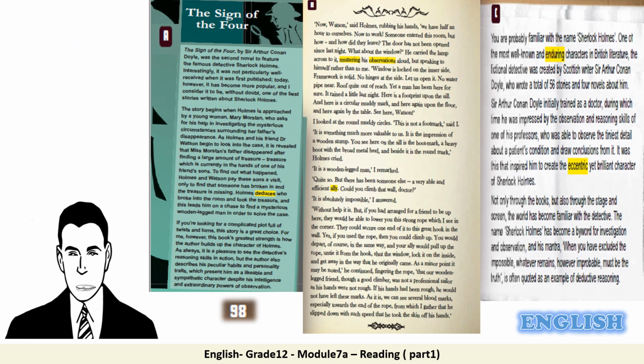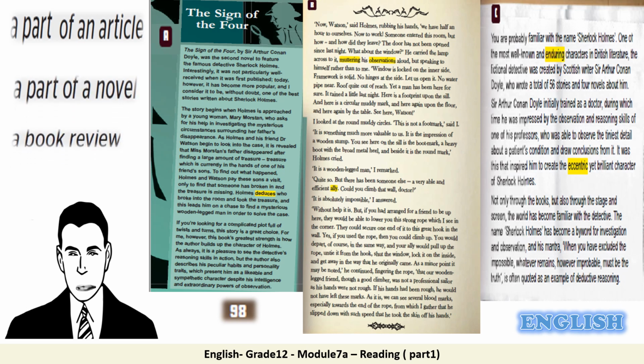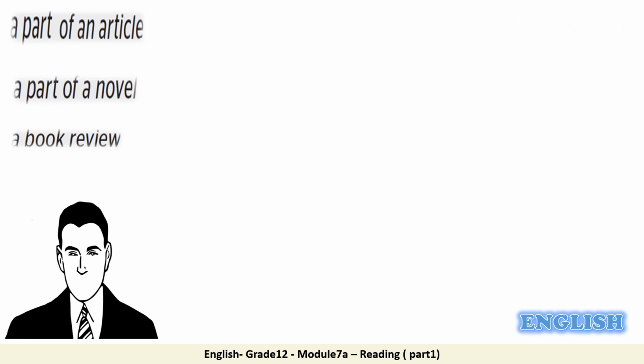Having skimmed the three texts, I need you to tell me which text is a part of an article, a part of a novel, or a book review. Of course, you can never decide which type each text is unless you identify certain aspects or features through which you can tell which is which. That's why, let's work on this table and provide the missing information first.